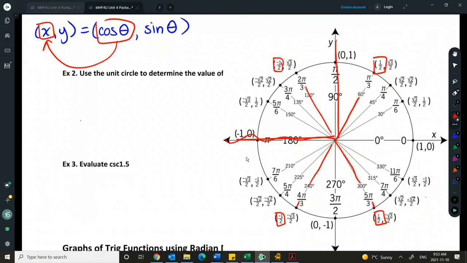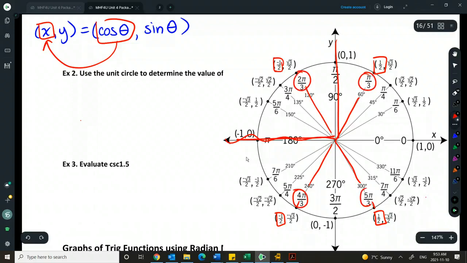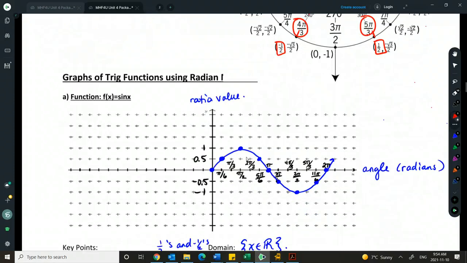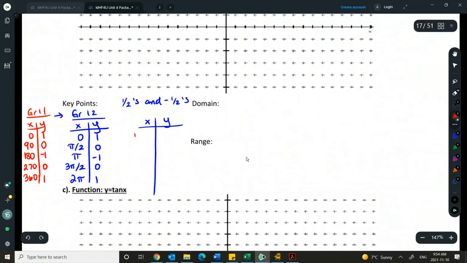Okay, so let's add these points to our graphs here. We're going to use the angles as our x coordinates, and the halves and negative halves will be our new y coordinates for the value of the ratio at that particular angle. All right, so we're going to have the pi over 3, 2 pi over 3, 4 pi over 3, and 5 pi over 3, yes, thank you. And these were positive half, negative half, negative half, positive half.